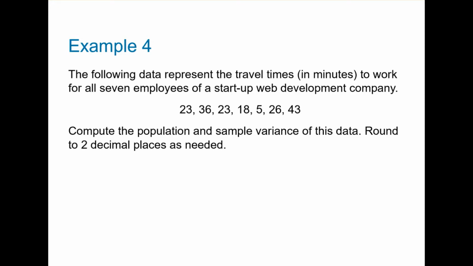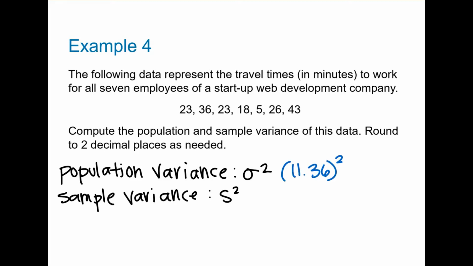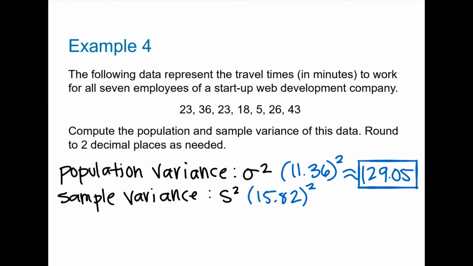The population variance is the population standard deviation squared, or sigma squared. The sample variance is the sample standard deviation squared, or S squared. We found that the population standard deviation was 11.36. We get approximately 129.05. We found that the sample standard deviation is 15.82. So we square this value and get 250.27.